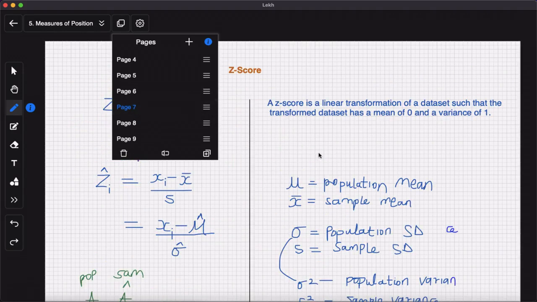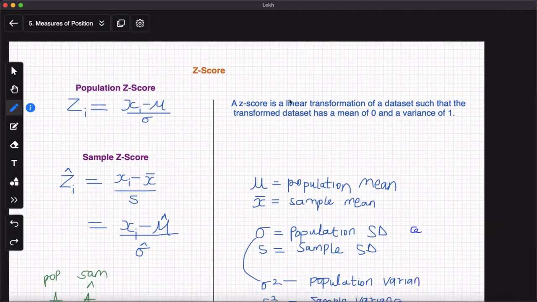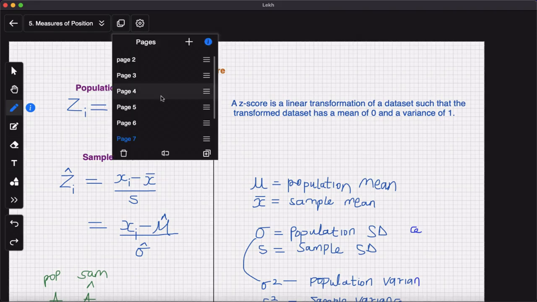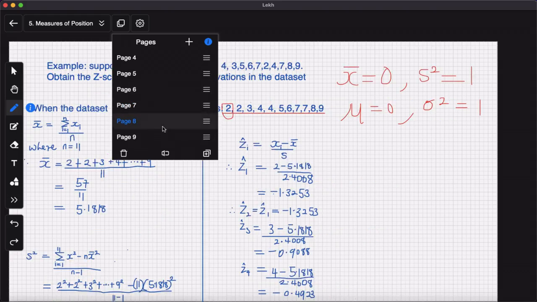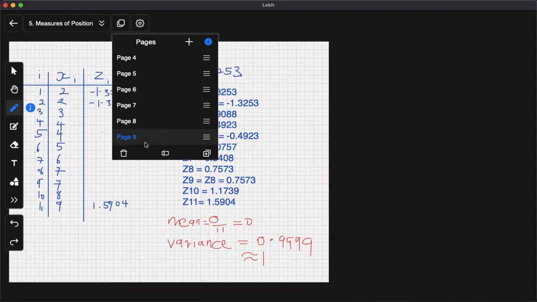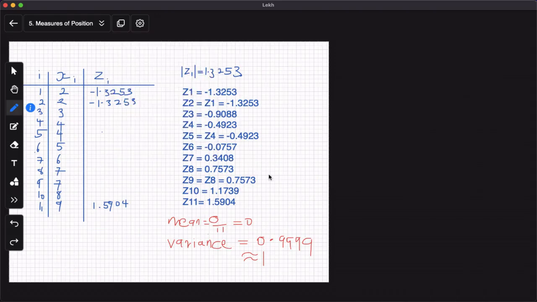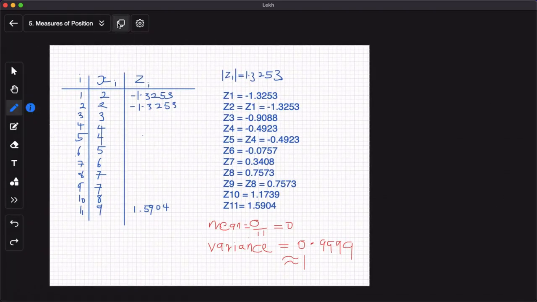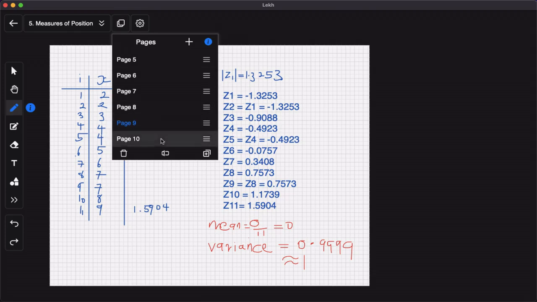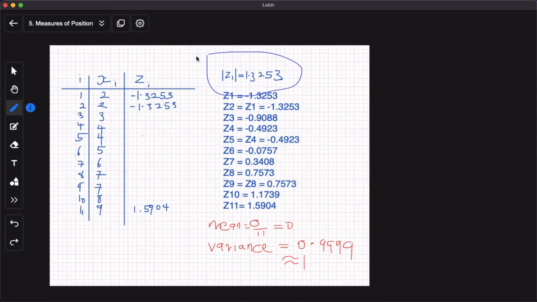The definition that a z-score is a linear transformation of a data set such that the transformed data set has a mean of 0 and a variance of 1. So that's it. And going by that, we actually have a z-score already. So let's do something. Now, for now, I'll come back to why I have this absolute value stuff here.